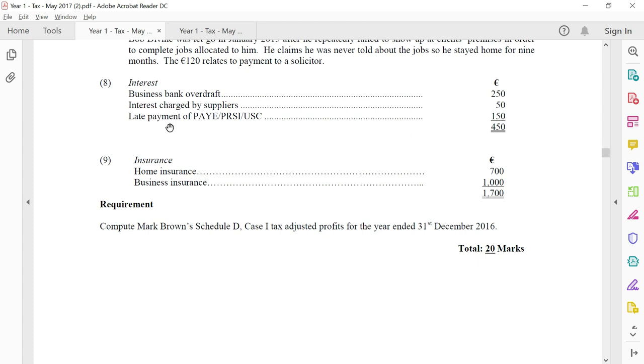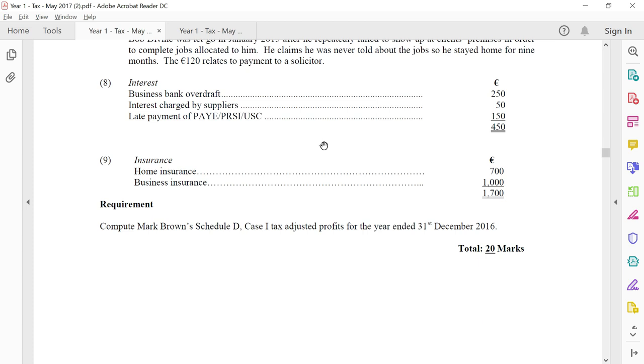I do have an issue taking deduction for the interest charged by Revenue on the late payment of payroll taxes, PAYE, PRSI and USC. You're not allowed a deduction. Revenue do not give you a deduction for being bold. So therefore the 150 is going to be added back.